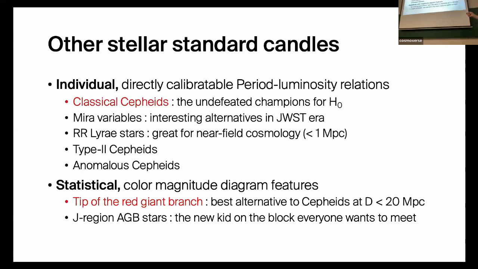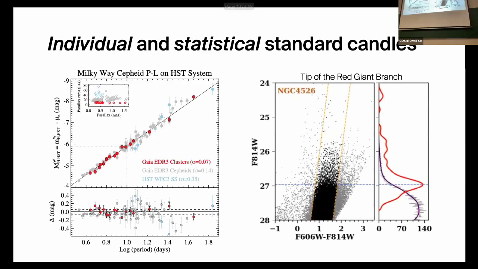And then we have statistical standard candles that rely on a specific feature in a color magnitude diagram that you want to identify in the same way in different environments. And the tip of the red giant branch is one like this. That's currently the best alternative to Cepheids. And then there's another one that has been more recently suggested, the so-called J-region AGB stars. That works very similar to the TRGB, is extremely interesting for James Webb because it's a very infrared bright type of methodology. But these are carbon-rich, very dusty stars, and we don't yet have that good of an understanding of this. So I would put it under the category of great for the future, but we need more data, of course.